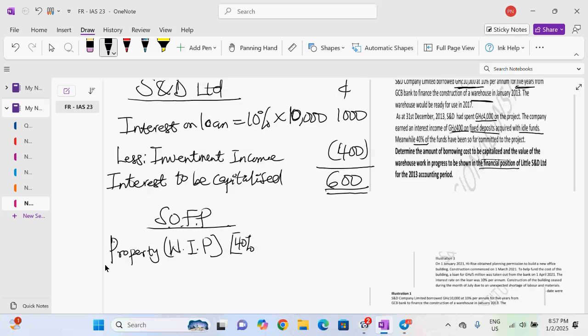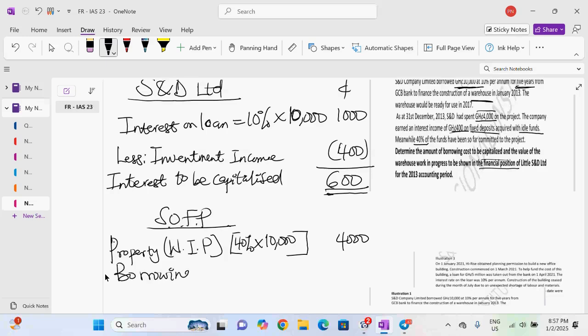So assuming they did not give us this 4,000, it would have worked out to 40%. Meanwhile, 40% of the funds have been spent on the project. So 40% times 10,000, right? And that is giving us 4,000. So that is the cost that was spent. Borrowing cost should be capitalized. Capitalizing means you are adding to the cost of the asset.